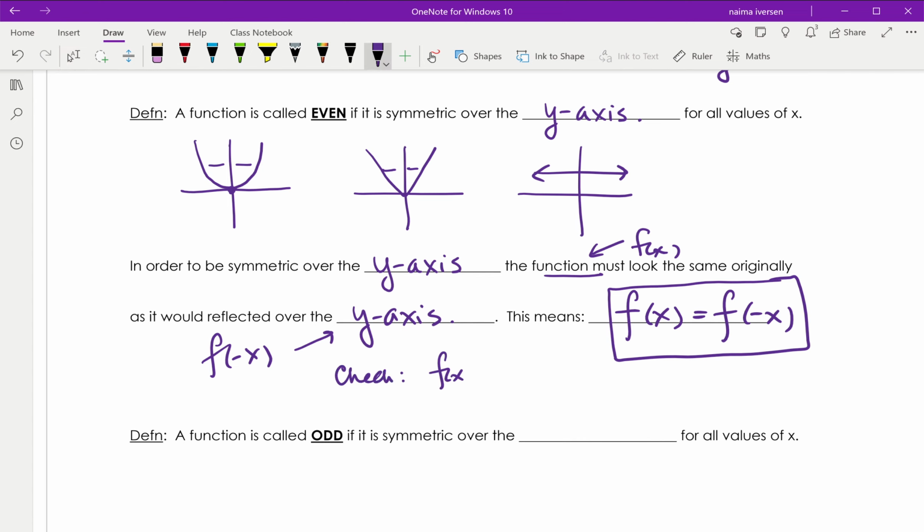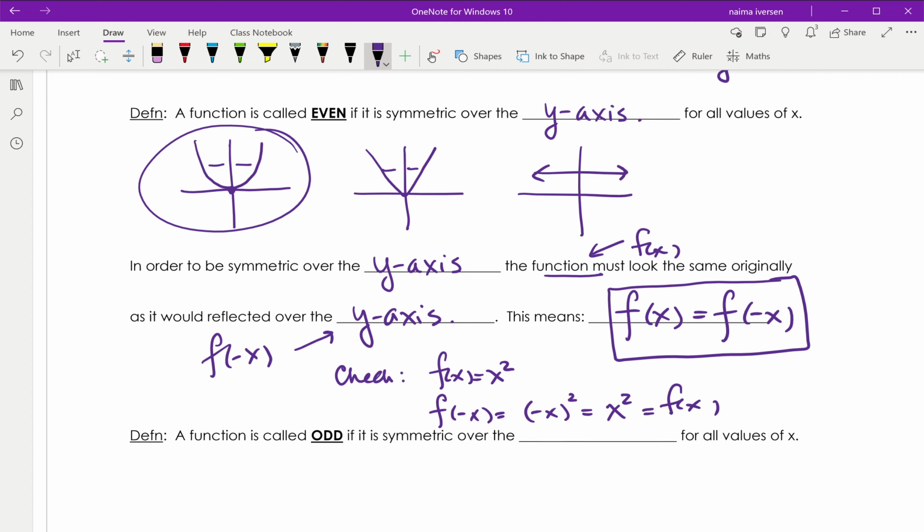If I wanted to double check, let's say f of x was equal to x squared, which was that parabola up here in the first part. If I tried to figure out what f of negative x was, we would go negative x and then square it. Negative times a negative is positive, which is x squared, which turns out to be my original function. So we've got f of negative x is equal to f of x.